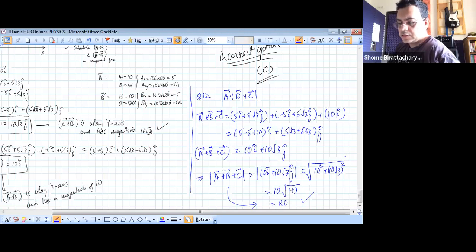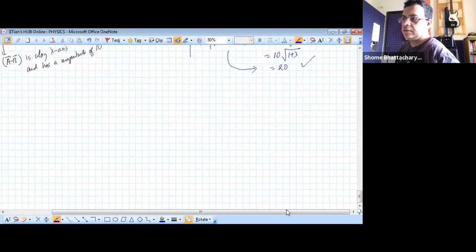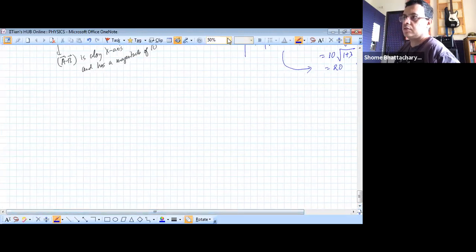Okay, people, so hope this is clear so far. Okay, likewise in question 13, you have to find out which of these is a null vector. मतलब उनका sum 0 होना चाहिए. So there you have to actually check out each one.